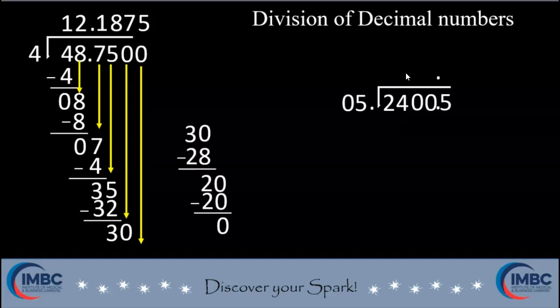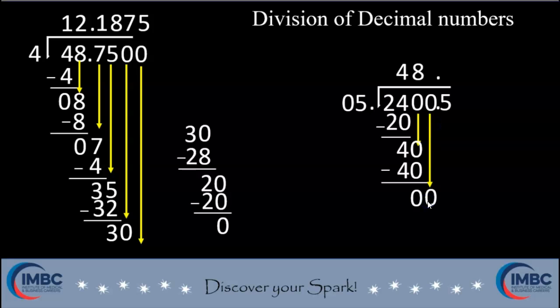5 goes into 24 4 times. 5 times 4 is 20. We do the subtraction. 24 minus 20 is 4. We bring down the 0. 5 goes into 40 8 times. 8 times 5 is 40. We do the subtraction. That's a 0. We bring down the next digit. Happens to be a 0. 5 can't go into 0.